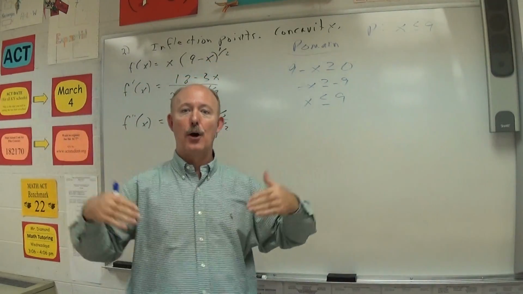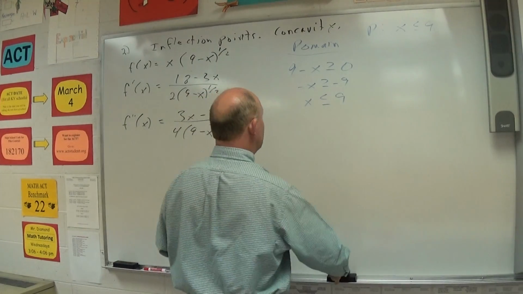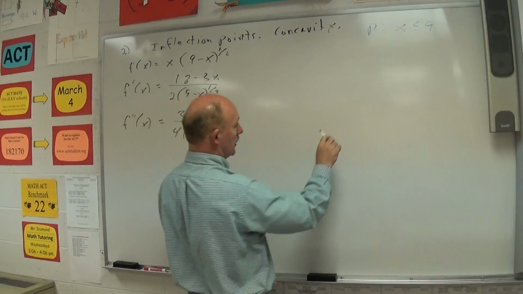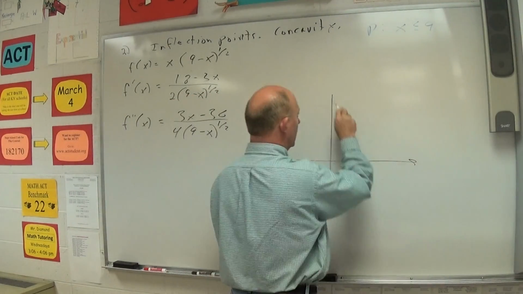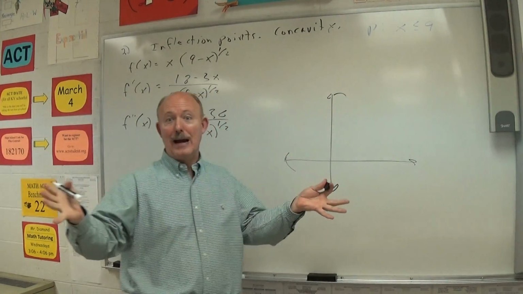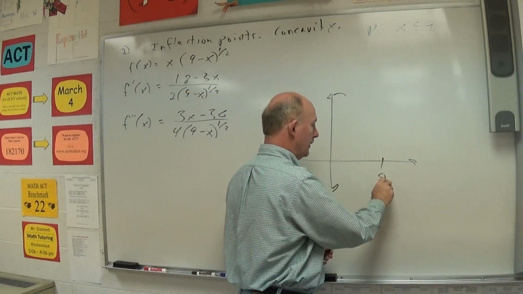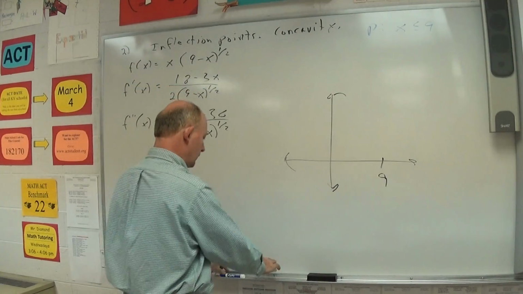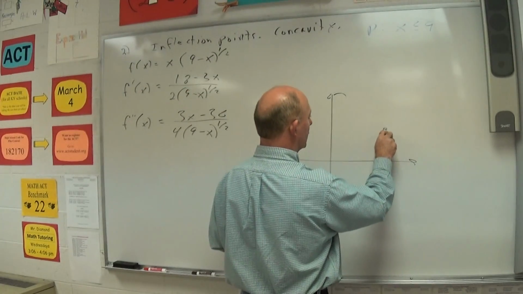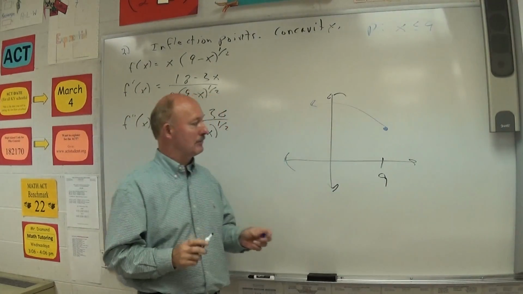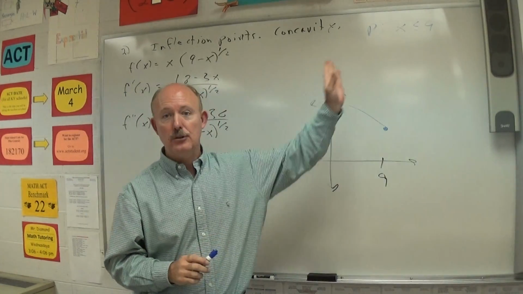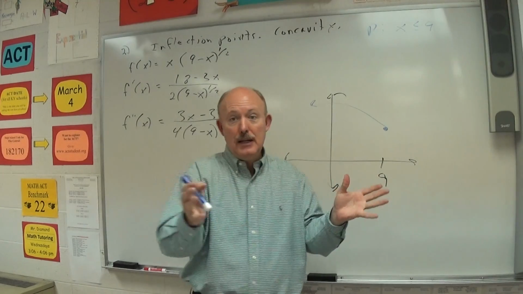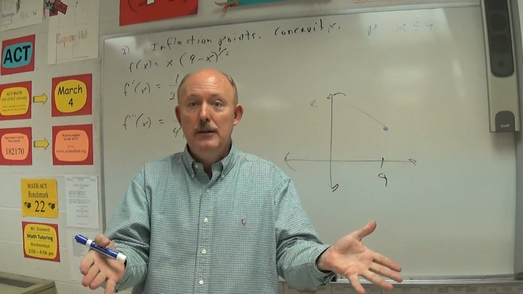It's outside our domain. So if you were to look at the graph of this function, now once again, I don't know exactly what the graph looks like, but I do know this is 9, and it doesn't exist past 9. So this graph may do something like this maybe, something like that. So it doesn't exist to the right of 9.